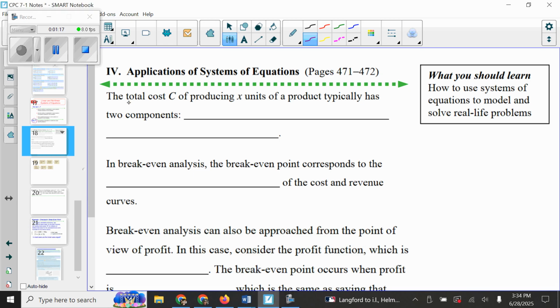Maybe it matched up with what you said or what you were thinking. So total cost of producing, and then we're just going to say x units, so x standing for the number of units of your product, usually has two different main components. So think about what would go into producing something. There's going to be some sort of initial cost or startup cost, and then there's going to be some sort of cost per unit, right? So we have a certain amount of money that's just going to happen every time we produce something.